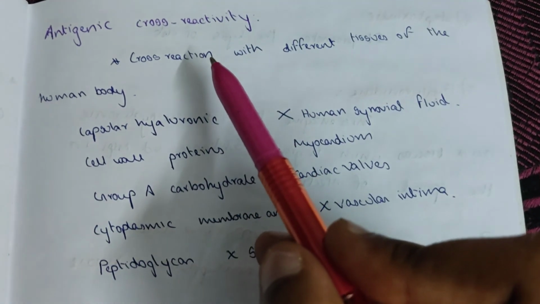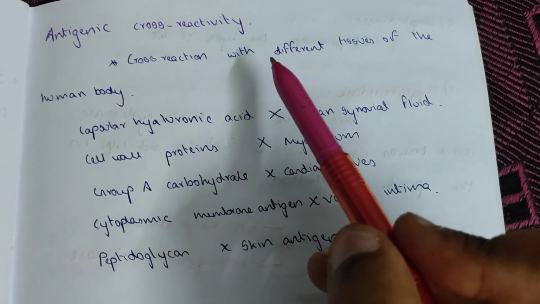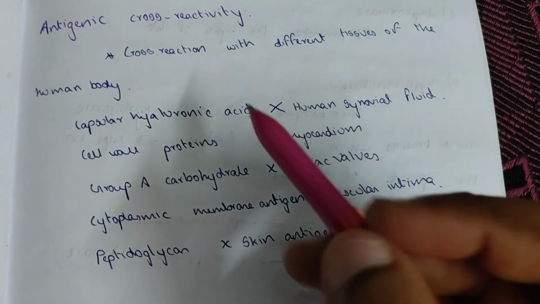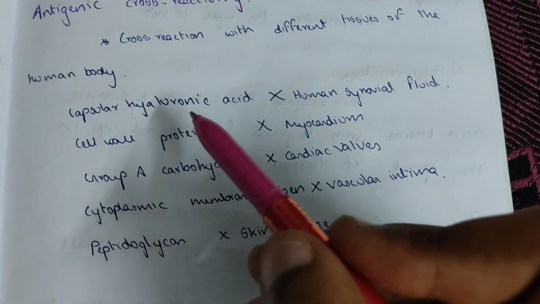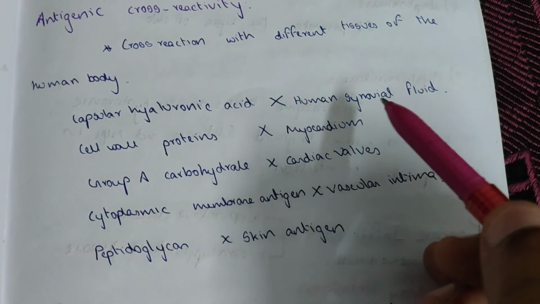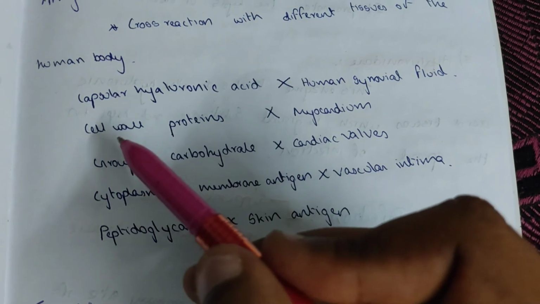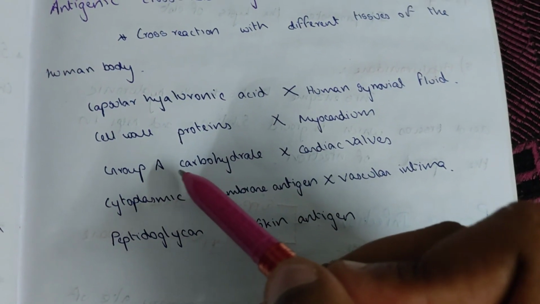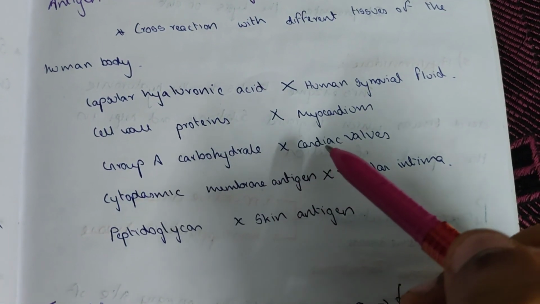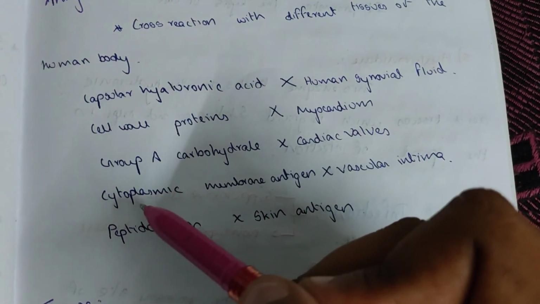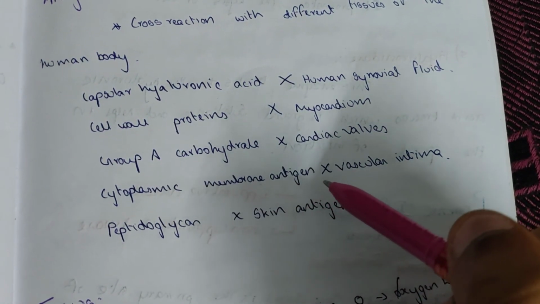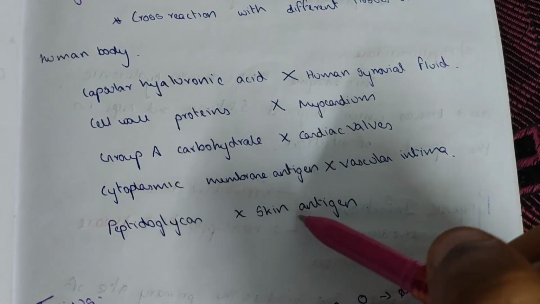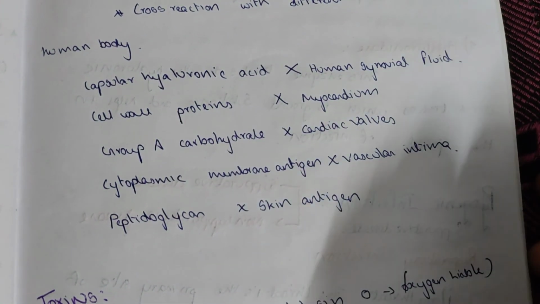Antigenic cross reactivity: the cross reaction with different tissues of the human body. The capsular hyaluronic acid cross reacts with human synovial fluid. Cell wall protein cross reacts with myocardium. Group A carbohydrate cross reacts with cardiac valves. Cytoplasmic membrane antigen cross reacts with vascular intima. Peptidoglycan cross reacts with skin antigen.